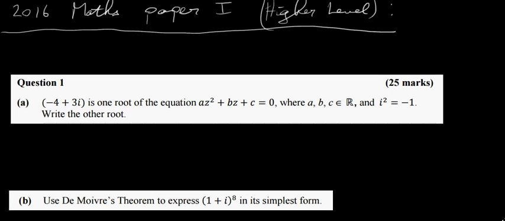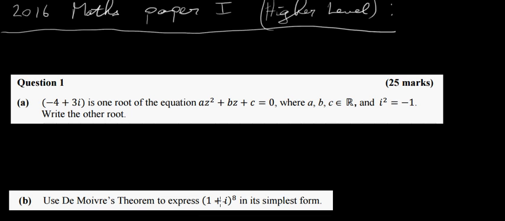Okay, so in this video I'm going to have a look at the first two questions in Paper 1 Higher Level Maths 2016. So this is question 1 here. It just says that in part A, minus 4 plus 3i is one of the roots of the equation az squared plus bz plus c equal to 0. A, b and c are real and i squared is minus 1. And we just have to write down the other root.